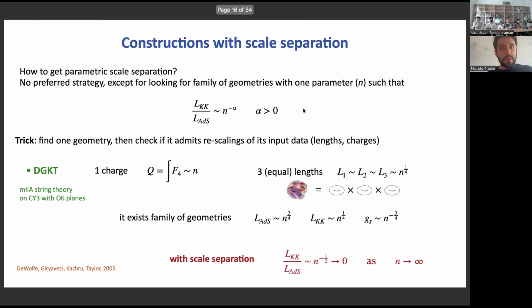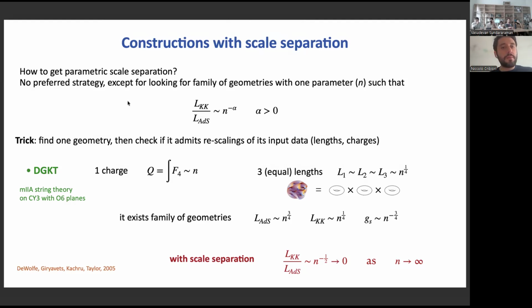Okay, so let me then review briefly how this research is done with concrete models. I will review, first of all, the very first model, what is called DGKT. I will be schematic, not give you the full details of the model, but just the logic in which we try to construct these models. And then I will review the other model at strong coupling.